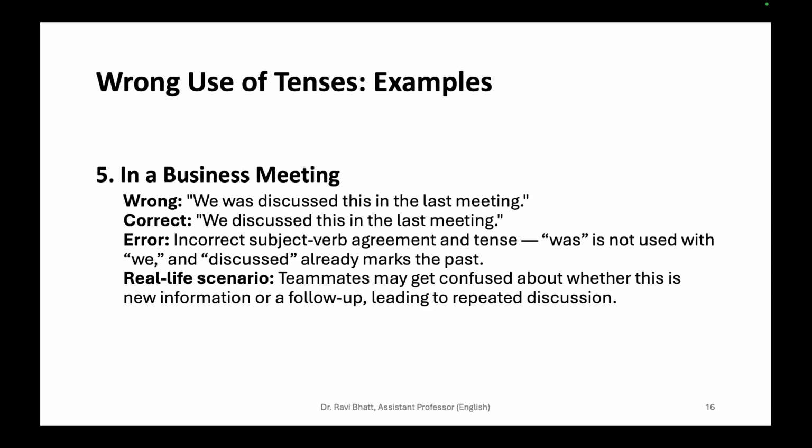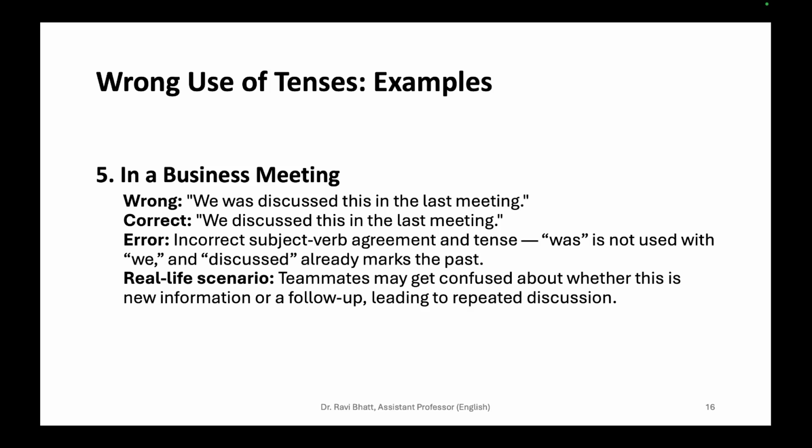Say you are in a business meeting. Wrong would be, "We was discussed this in the last meeting." We'll never ever use "was" with "we." The correct is "We discussed this in the last meeting." The error would be incorrect subject verb agreement and tense. "Was" is not used with "we," and "discussed" already marks the past. And in the real life scenario, again, it might create confusion where your teammates may get confused about whether this is new information or a follow up.